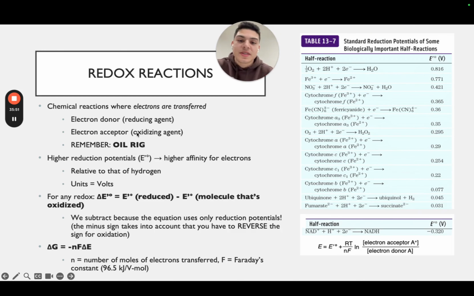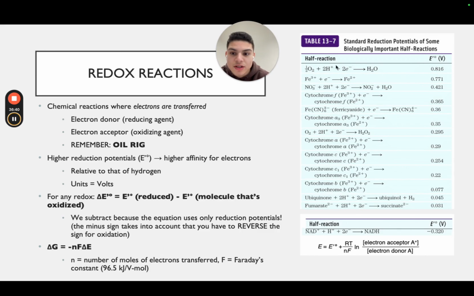And then two important terms to not get confused with the oxidation and reduction: an electron donor is your reducing agent, and your electron acceptor is your oxidizing agent. So in this case, this table right here demonstrates the standard reduction potentials of some biologically important half reactions. High reduction potential just means there's higher affinity for electrons. So on this table right here, we see that this has a 0.816.